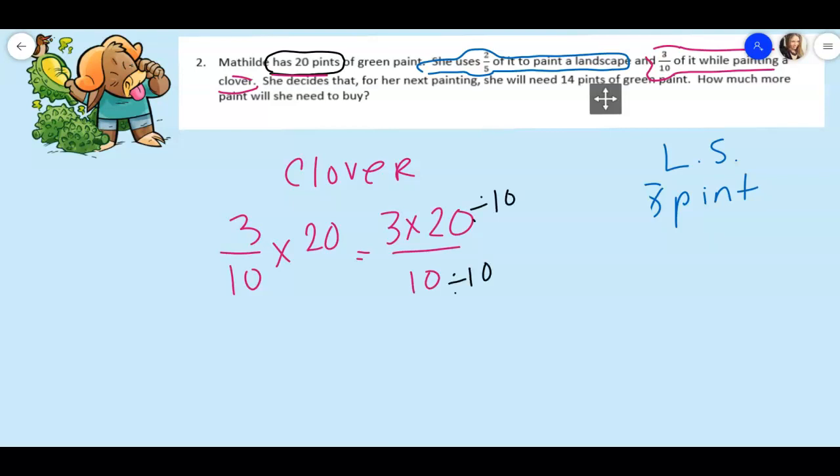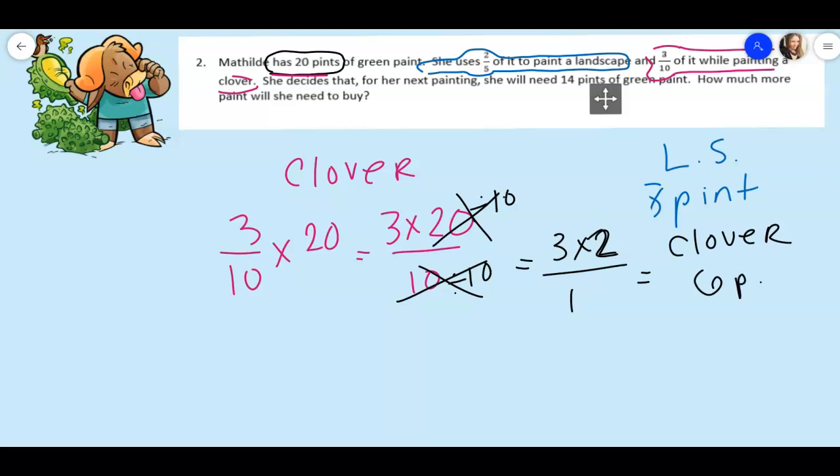10 goes into 20 and 10. So I can write a new equation that says 3 times 2, because 10 goes into 20 2 times, over 1, because 10 goes into 10 1 time. That means that the clover took 6 pints. So that's a big one.